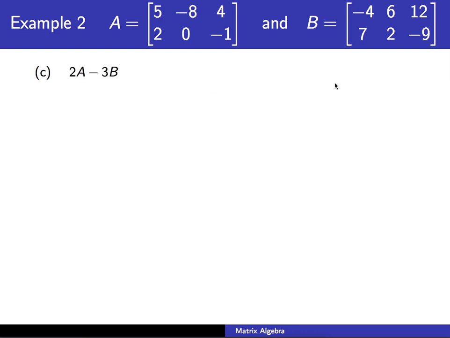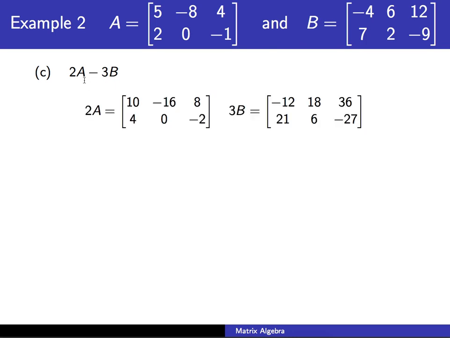It turns out we can actually scale matrices and then add or subtract them. So for example 2C here, we have 2 times matrix A minus 3 times matrix B. Well, 2 times matrix A is going to give us 10, -16, and 8 in the first row, and then in the second row, 4, 0, and -2. And then 3 times matrix B, in the first row, we're going to get -12, 18, and 36, and then in the second row, 21, 6, and -27.